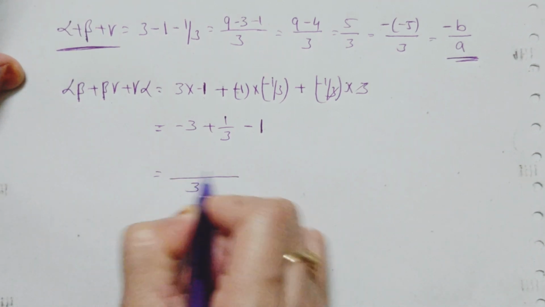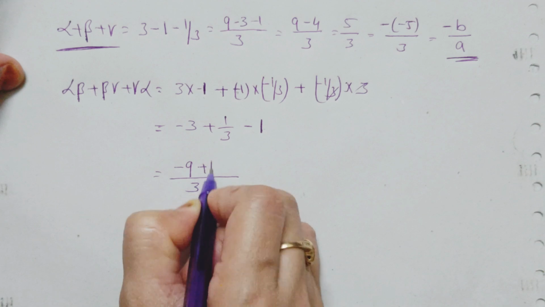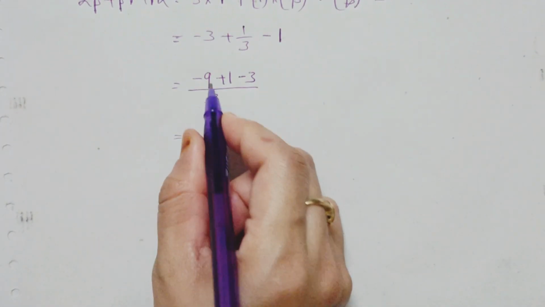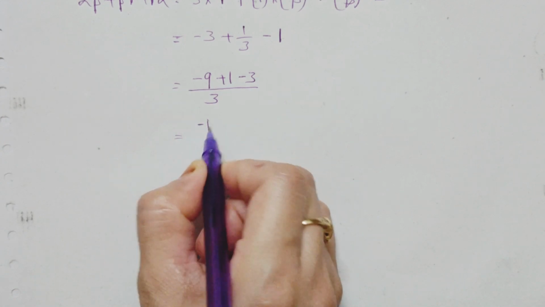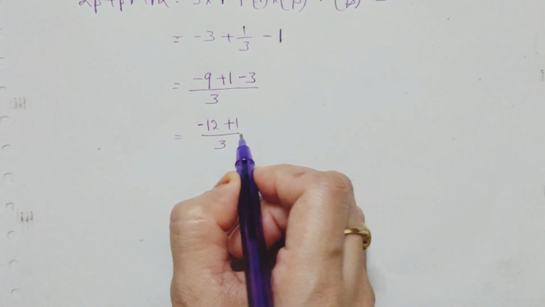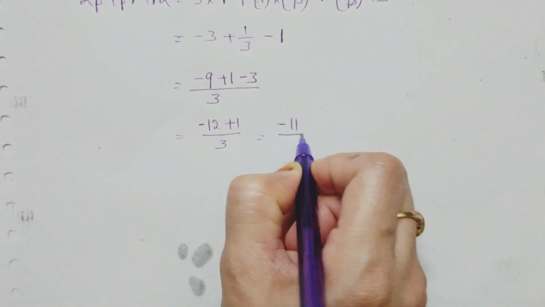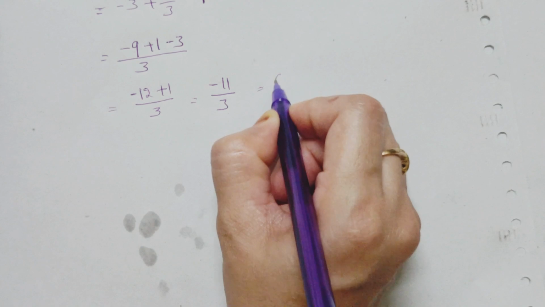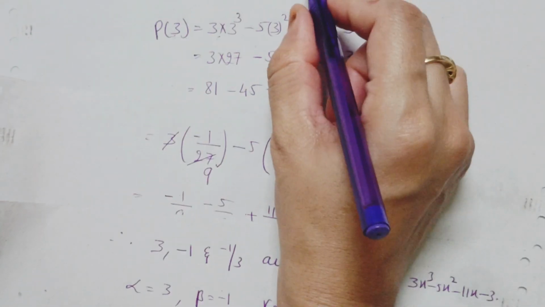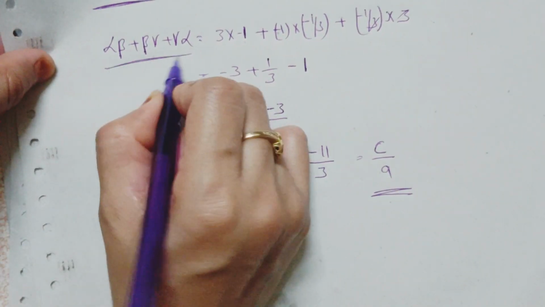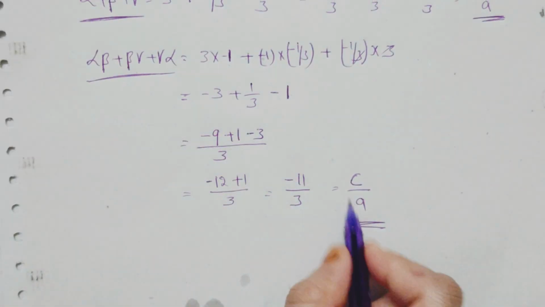So what is the answer? Here 3 is the LCM. Then 3 threes is minus 9 plus 1 minus 3. Okay. So minus 9 minus 3, minus 12 plus 1 by 3. Okay, so this is minus 11 by 3. What is minus 11? Minus 11 is nothing but c. So in the place of minus 11 I can write c, and in the place of 3 I can write a, which is c by a. So alpha beta plus beta gamma plus gamma alpha is c by a.